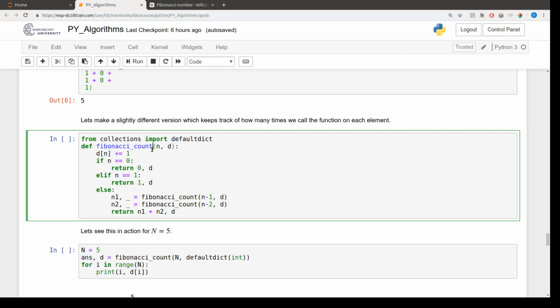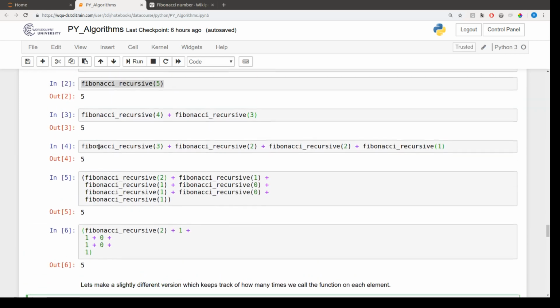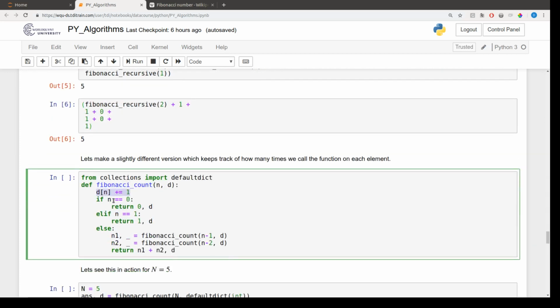And we're just going to essentially, for each time we count or make a call to Fibonacci recursive, so this is replacing Fibonacci recursive, and it's just expanding a little bit on the functionality. So we can see it still has if n equals 0, return 0. If n equals 1, return 1. And it still has these recursive calls.